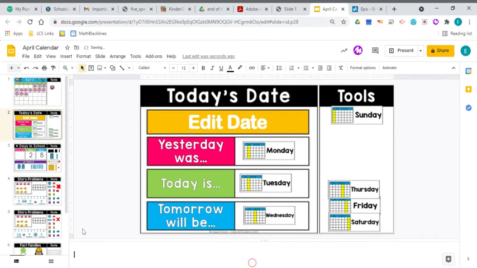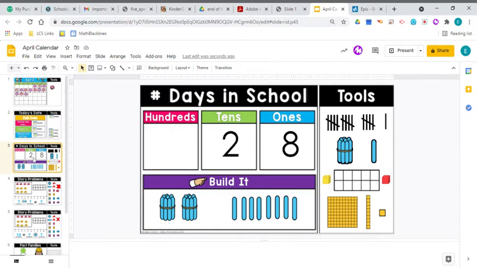Let's go ahead and read these sentences together. Yesterday was Monday. Today is Tuesday. Tomorrow will be Wednesday.